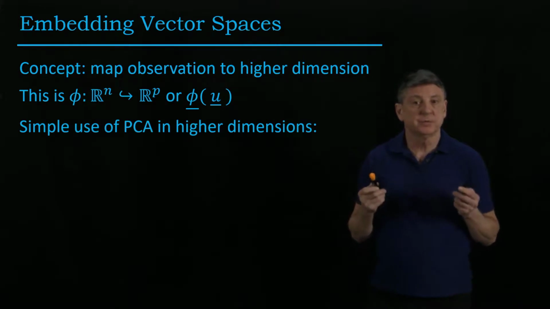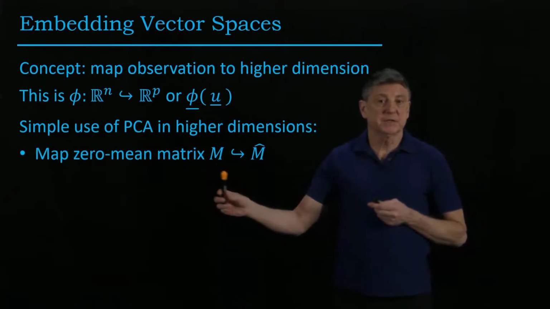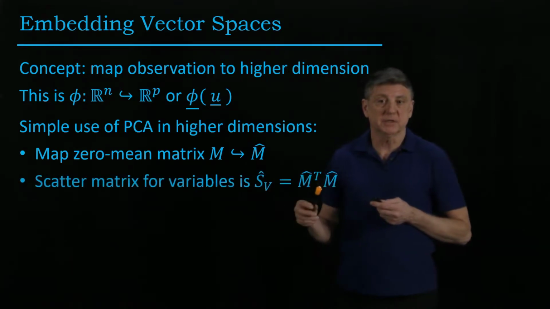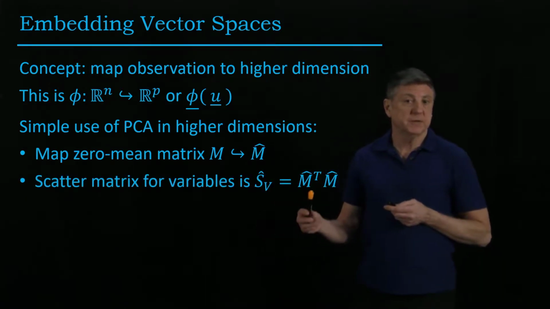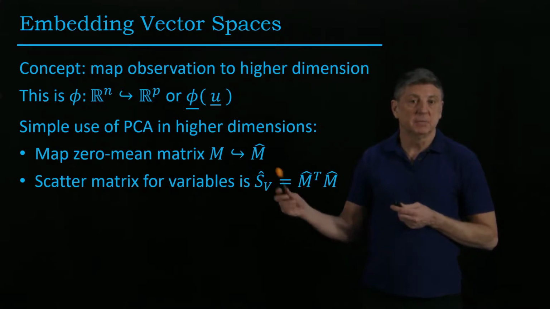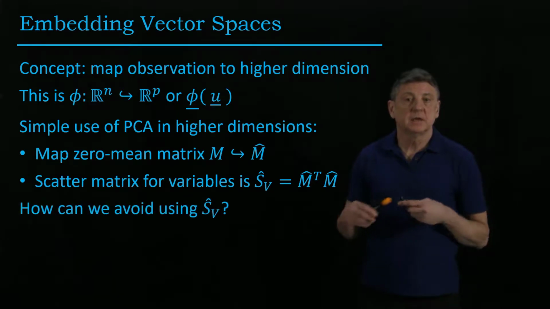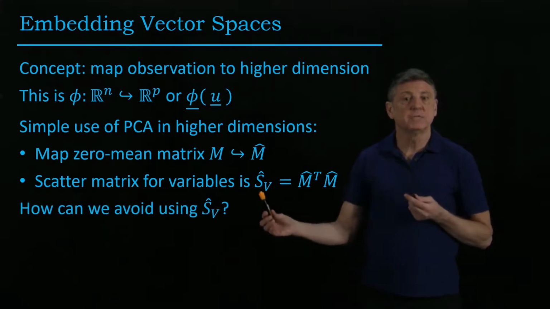And a simple use of PCA in higher dimensions would be we would take our zero mean matrix and we would embed that matrix, and then we would form the scatter matrix, which is the transpose of the embedded zero mean with the zero mean. And a question is, how can we avoid doing this?